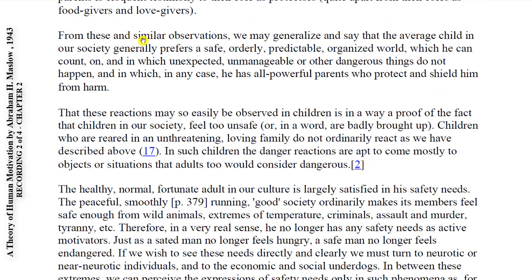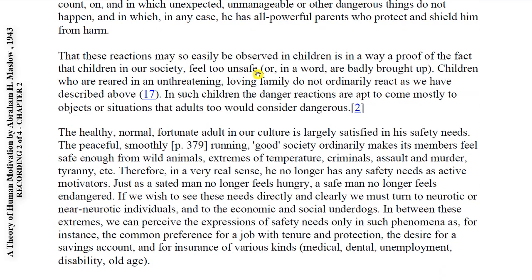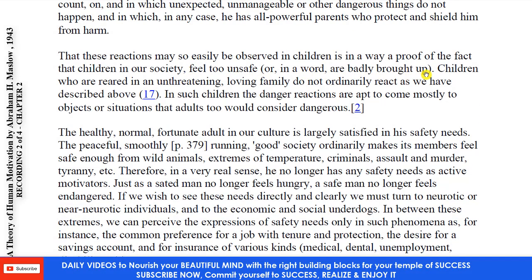From these and similar observations, we may generalize and say that the average child in our society generally prefers a safe, orderly, predictable, organized world, which he can count on and in which unexpected, unmanageable, or other dangerous things do not happen, and in which, in any case, he has all-powerful parents who protect and shield him from harm. That these reactions may so easily be observed in children is in a way a proof of the fact that children in our society feel too unsafe, or in a word, are badly brought up. Children who are reared in an unthreatening, loving family do not ordinarily react as we have described above.